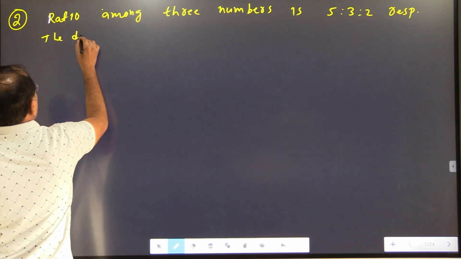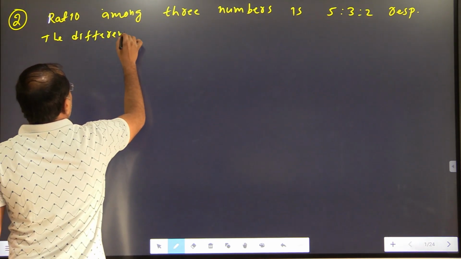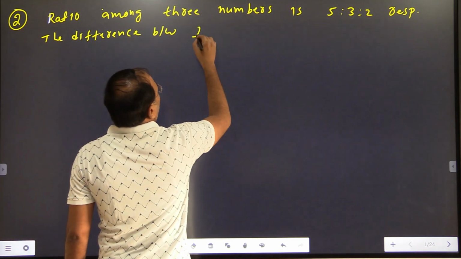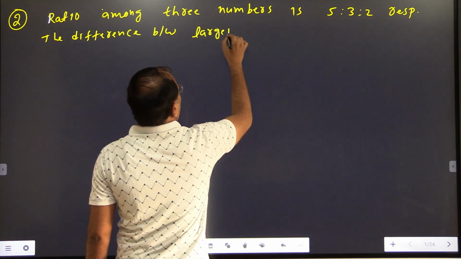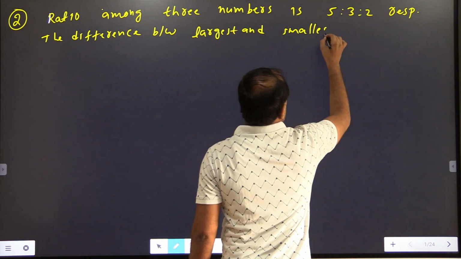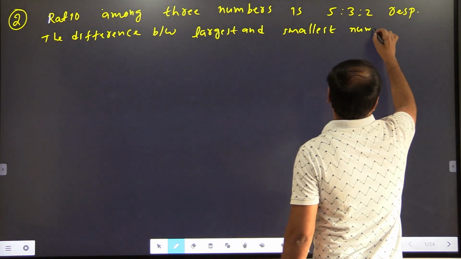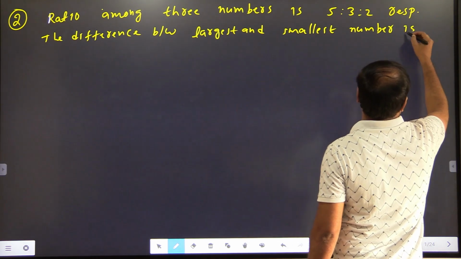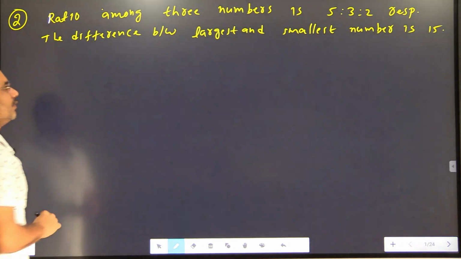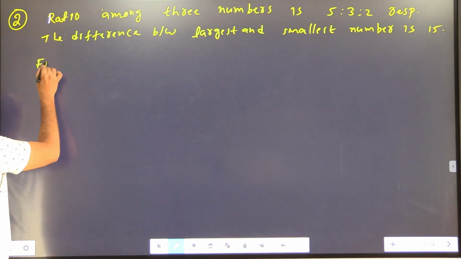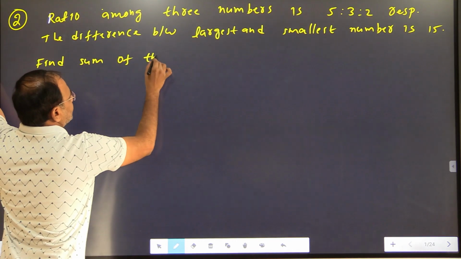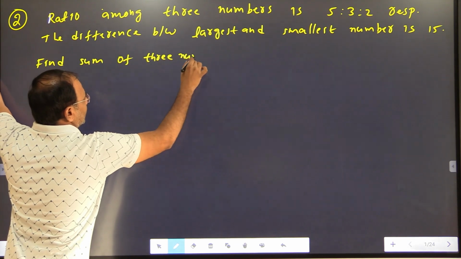The difference between largest and smallest number is 15. Find sum of three numbers. So this is the question. This is also a very easy one.